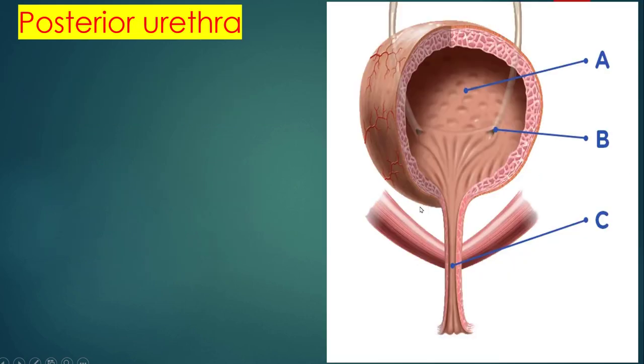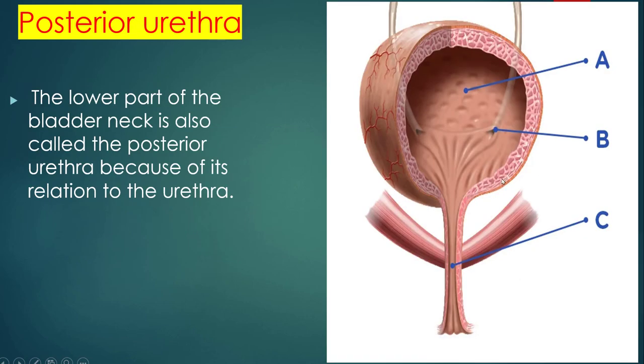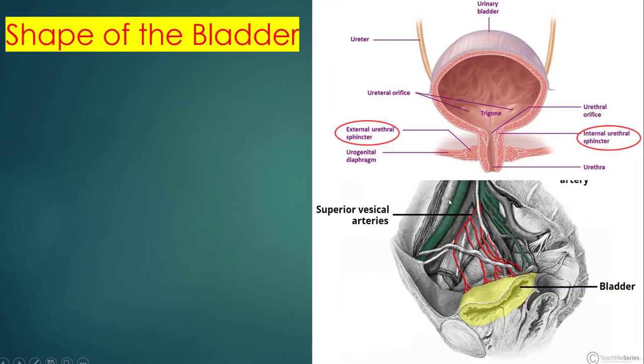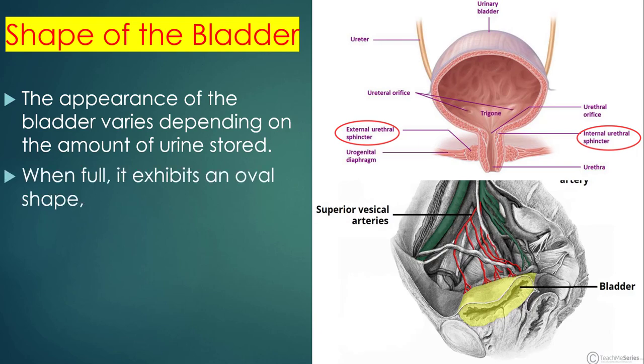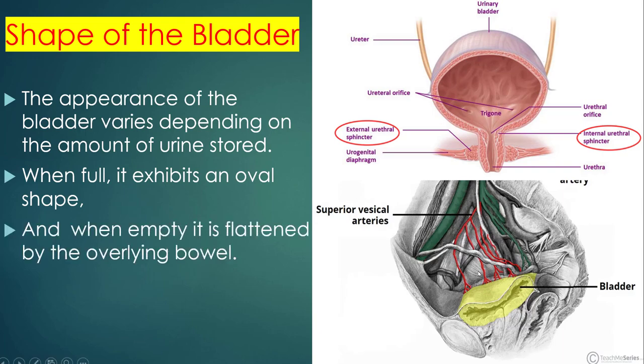Posterior urethra. The lower part of the bladder neck is also called the posterior urethra because of its relation to the urethra. Here you can see the urethra is located posteriorly. That's why it is called the posterior urethra. Shape of the bladder. The appearance of the bladder varies depending on the amount of urine stored. When full, it exhibits an oval shape, and when empty, it is flattened by the overlying bowels.